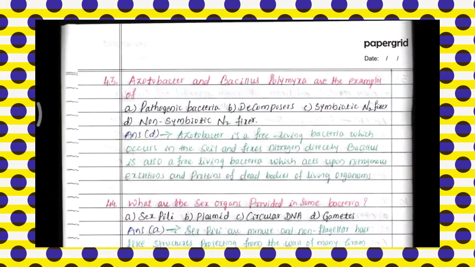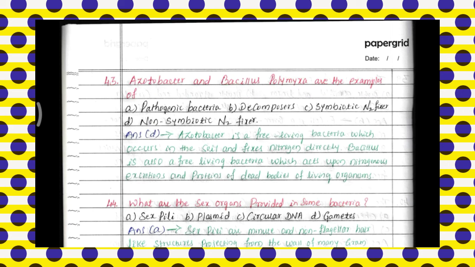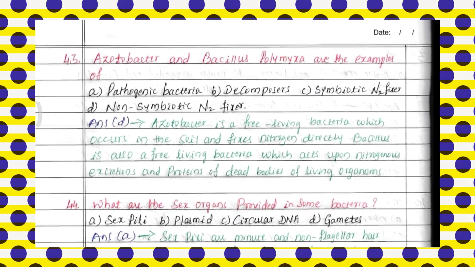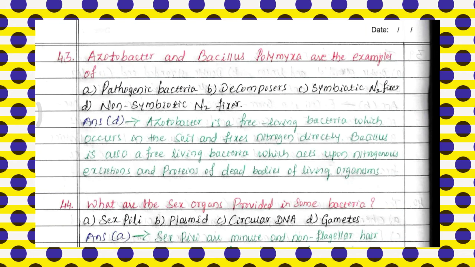Next, 43. Azotobacter and Bacillus polymyxa are examples of: A. pathogenic bacteria, B. decomposer, C. symbiotic nitrogen fixer, D. non-symbiotic nitrogen fixer. Answer is D. Non-symbiotic nitrogen fixer. Azotobacter is a free-living bacteria which occurs in soil and fixes nitrogen directly. Bacillus is also a free-living bacteria which acts upon nitrogenous excretion and protein of dead bodies of living organisms.